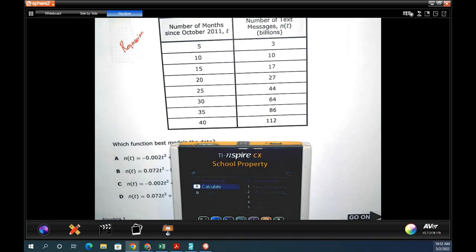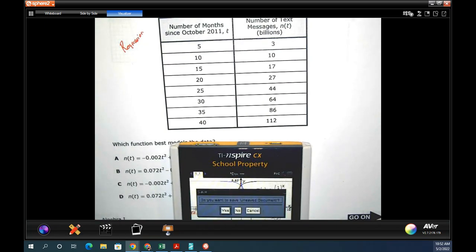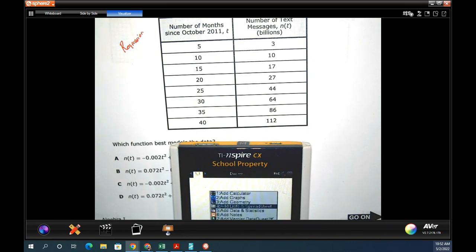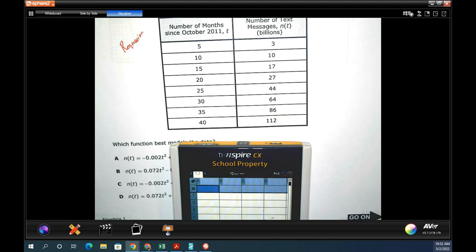Home, new document. No. Add lists and spreadsheets. Change A to x, b to y.